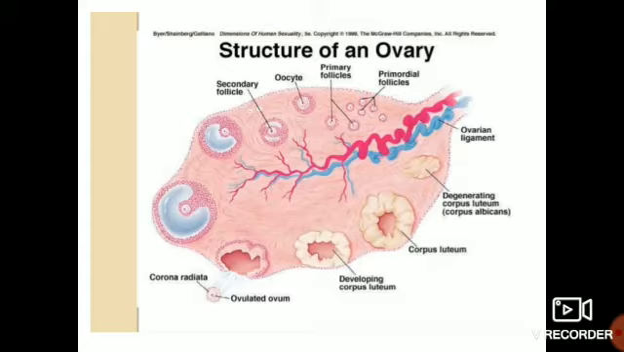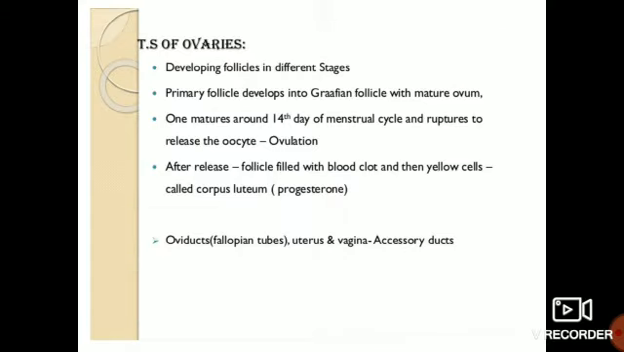Okay, so here the most important structure is the ovule, which is being released through this matured follicle, and then it develops into the corpus luteum. So the empty follicle which has already released the ovum now becomes the corpus luteum. So this is the corpus luteum, and then the degenerating corpus luteum, which gets degenerated after some time. Okay, we'll be moving to the next slide now.